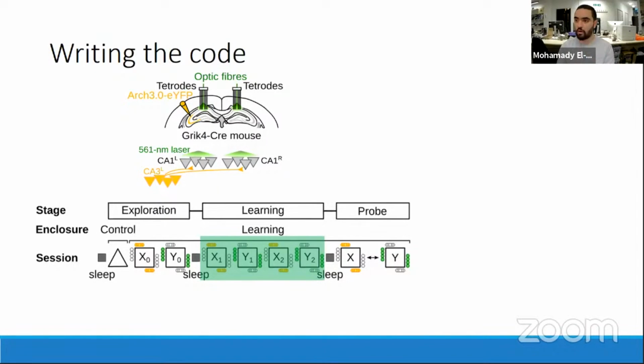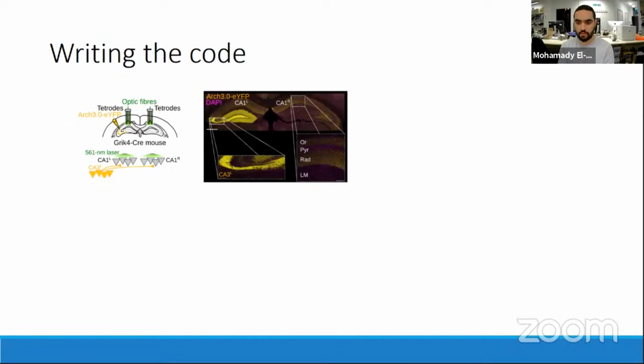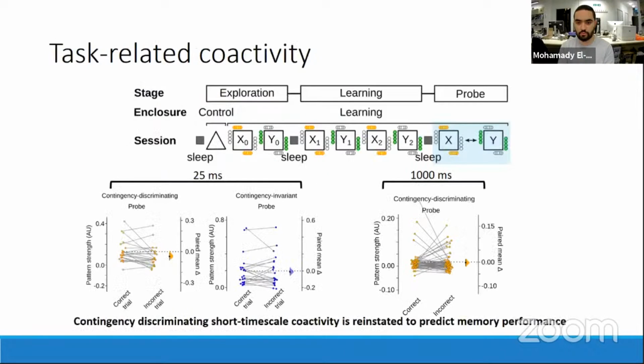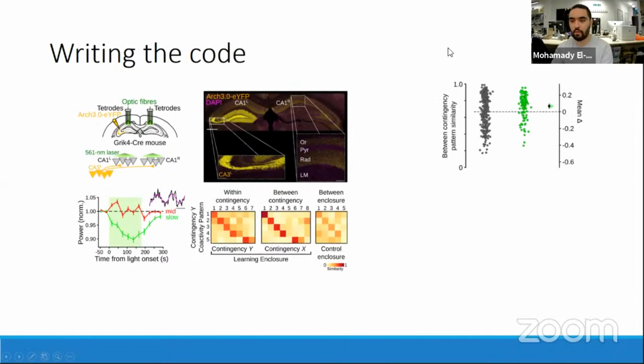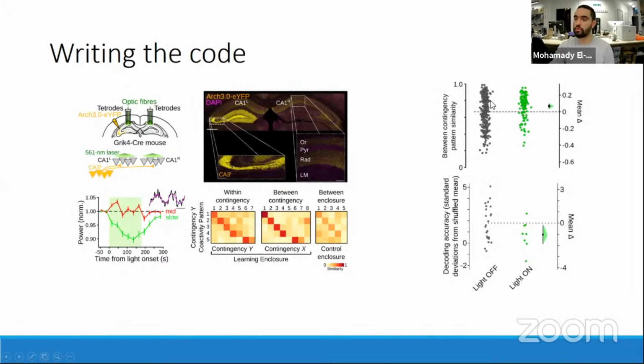This is this slide here, where we show that the distribution of contingency similarity of the independent components, or the coactivity patterns, is shifted in the light-on condition towards contingency invariance. So suggesting that we have indeed disrupted these contingency discriminating patterns.